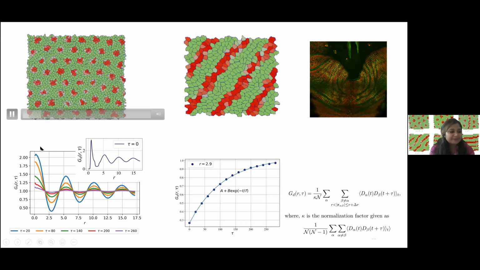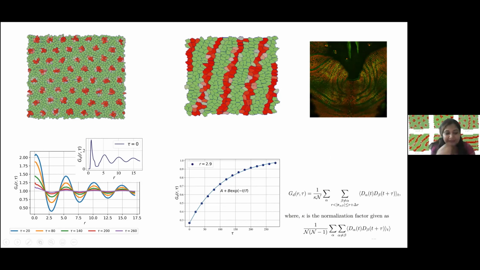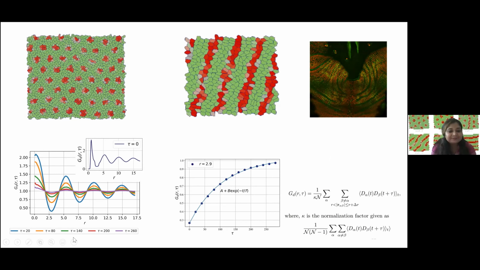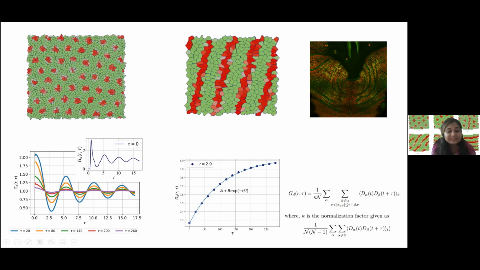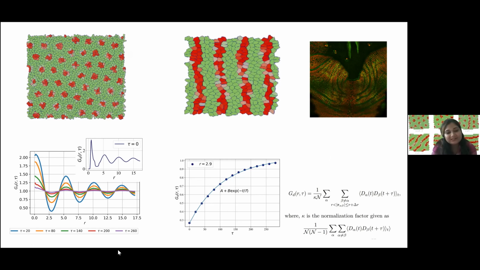with time and space. To quantify the spatio-temporal dynamics of these patterns, we plotted the delta-delta correlation plot. At tau equal to 0, we see a decaying oscillatory pattern in space, which shows the periodic delta expression with distance. At higher values of the time delay, or tau, we see that the amplitude slowly decays, showing that the patterns diffuse in space and are not stationary.